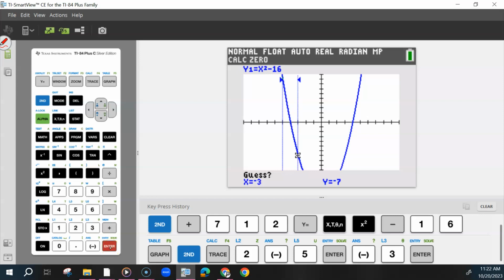Now I have barriers on both sides. It's looking in between those 2 points. Then it says yes, you don't want to do that. You want the calculator to do the work for you, so hit enter again. And it'll tell you what that x-intercept is, and then you would just write that down.